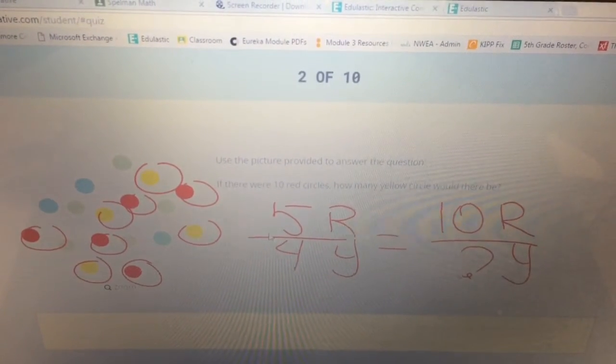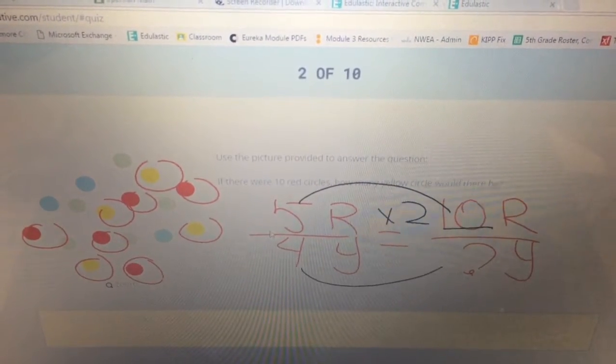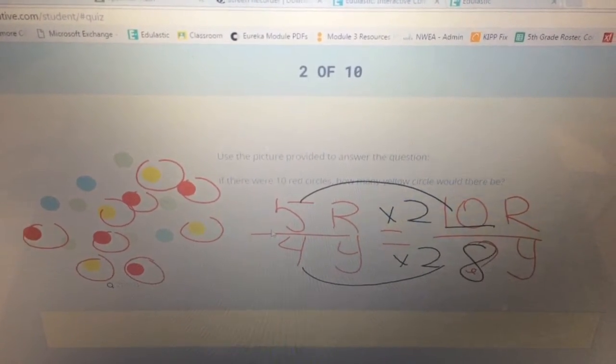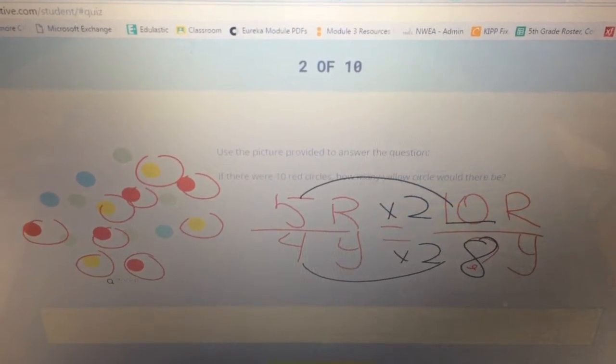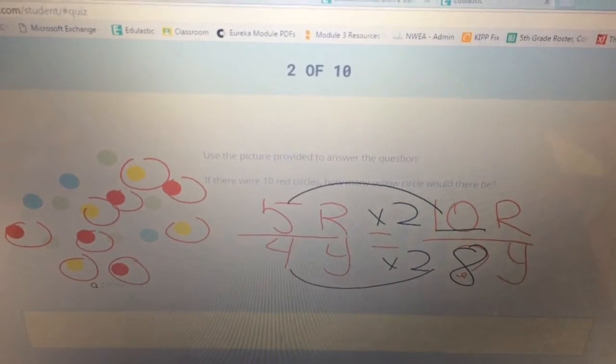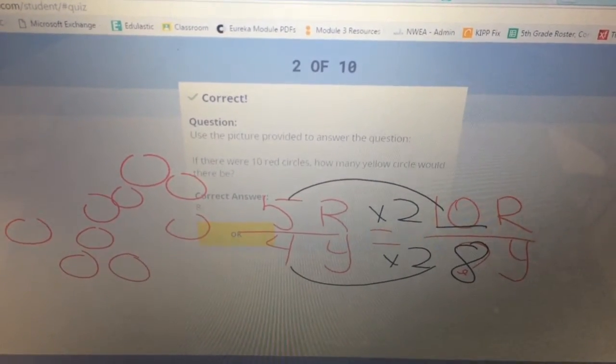So here, I see that 5 was multiplied by 2 to get 10. So 4 times 2 would give me 8. So if there were 10 red circles, there would be 8 yellow circles. So I type in 8. And I'm correct. Yay!